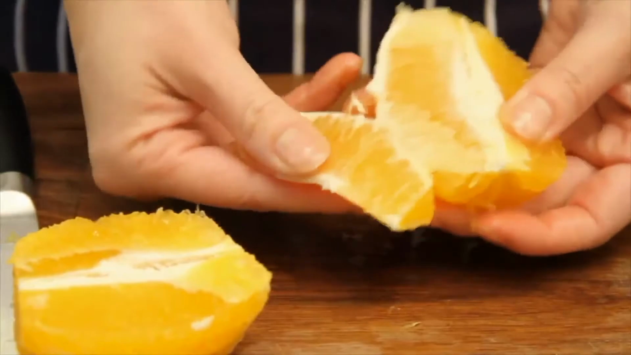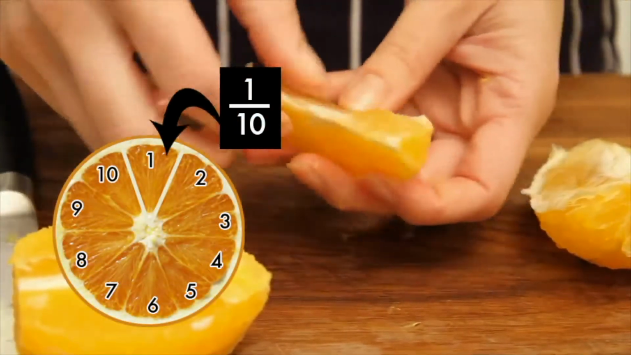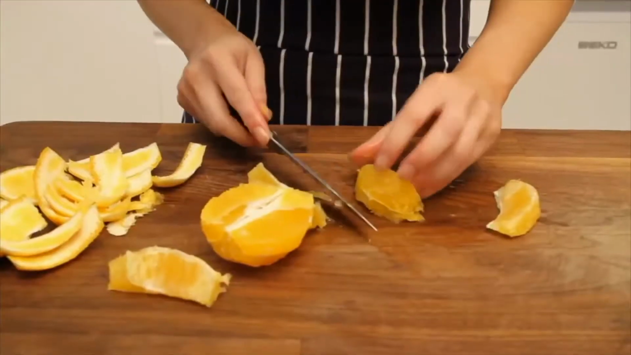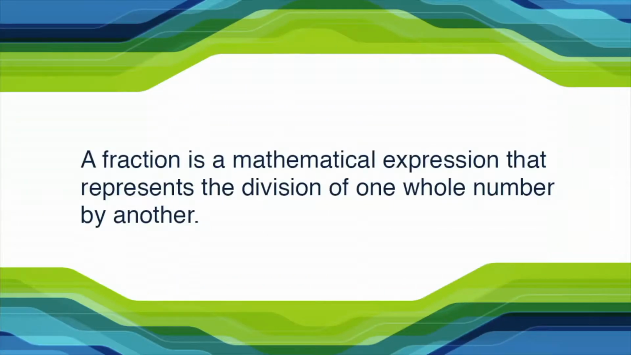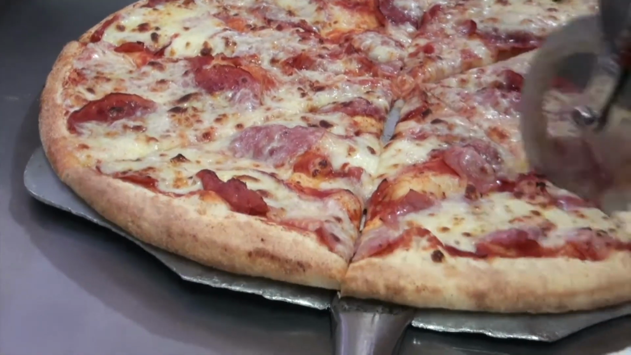An orange has 10 segments. Each segment is a tenth of the whole orange. We use fractions every day. A fraction is a mathematical expression that represents the division of one whole number by another. Fractions are used in many ways.